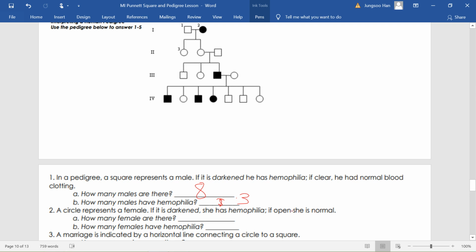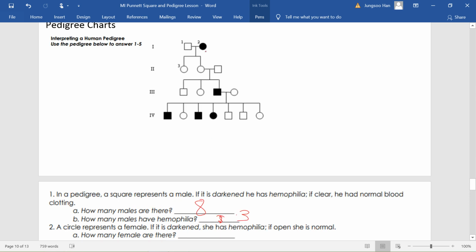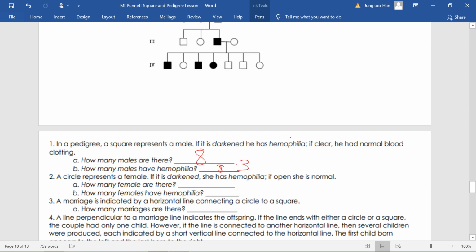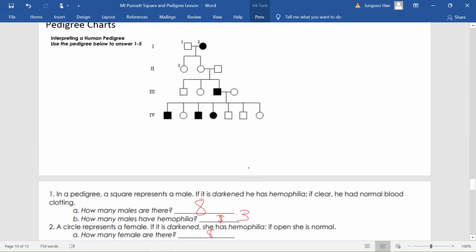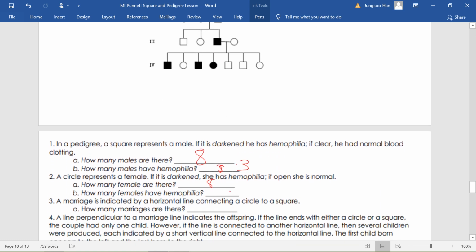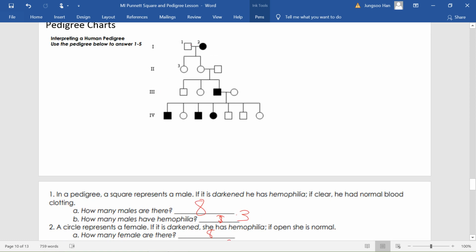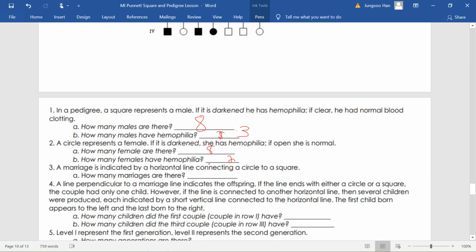A circle represents a female. If it is darkened, she has hemophilia. If it's clear or open, then she's normal. How many females are there? We count the circles: 1, 2, 3, 4, 5, 6, 7, 8. So 8. And how many females have hemophilia? 1, 2. A marriage is indicated by a horizontal line connecting a square to a circle, or a circle to a square. How many marriages are there? 1, 2, 3. There are 3 marriages.